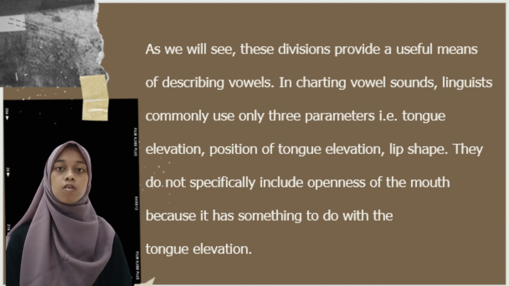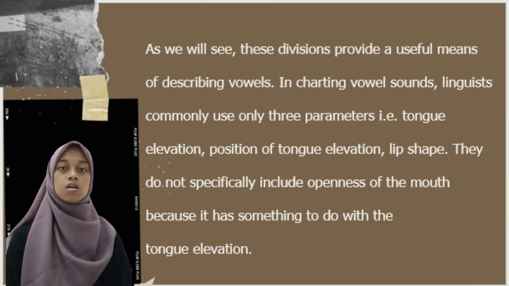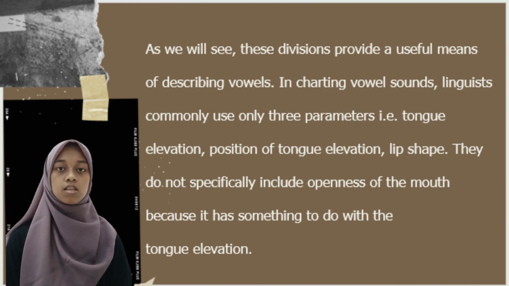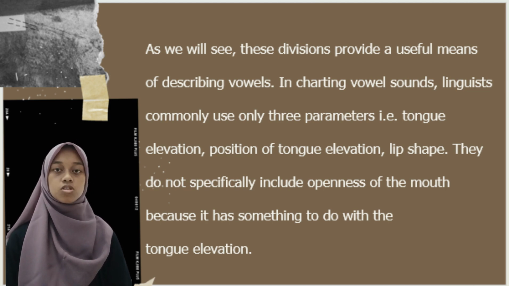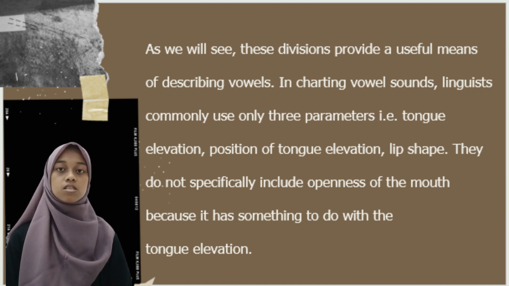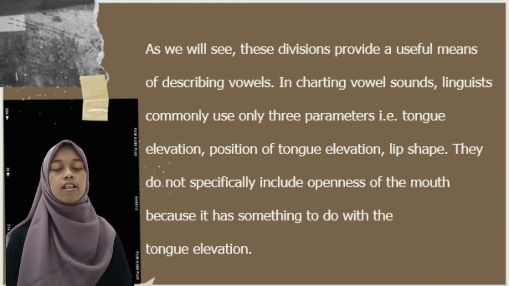In charting vowel sounds, linguists commonly use only 3 parameters, namely tongue elevation, position of tongue elevation, and lip shape. They do not especially include openness of the mouth because it has something to do with the tongue elevation.